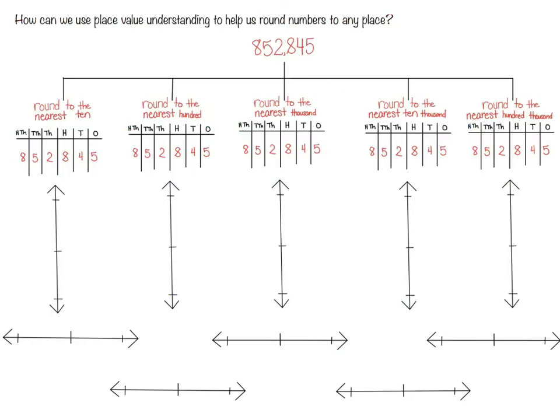Go ahead and get out your graphic organizer. Here is our tree map. This number has many ways that it can be rounded. We can round it to the nearest 10. We can round it to the nearest 100. We can round it to the nearest 1,000. We can round it to the nearest 10,000. And we can round it to the nearest 100,000. There is a vertical number line and a horizontal number line underneath each place that we're going to round to.